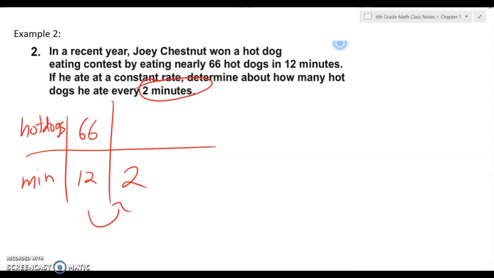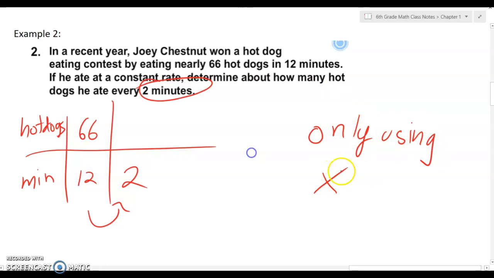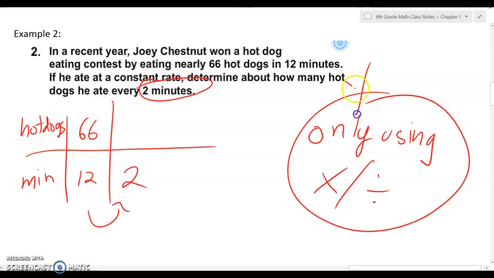For these ratio tables, what's really important is you're only using multiplication and division. Really important with ratio tables, only multiplication and division, no addition and subtraction, okay? So you think to yourself, how can I multiply or divide to get from 12 to 2? I can divide by 6, right? So if I divide by 6 on the bottom, I've got to do the same on the top. Divide by 6. And luckily, wow, 66 divided by 6, that's a nice one. That's 11. So our answer would be 11 hot dogs in 2 minutes.